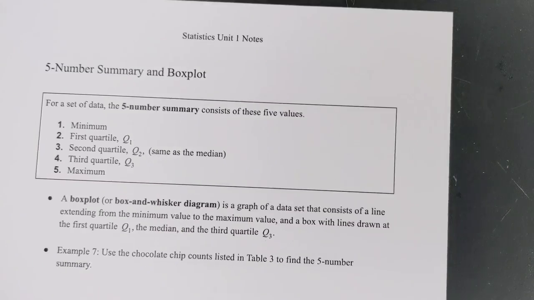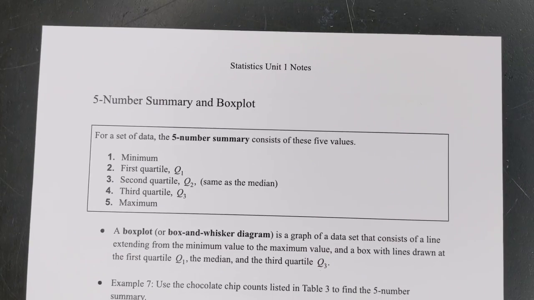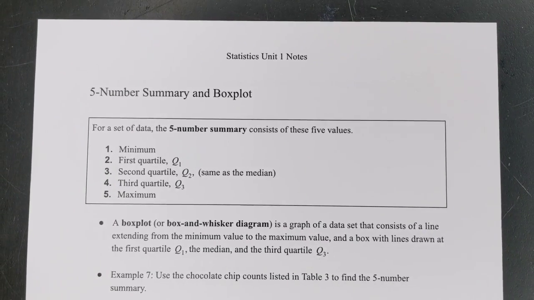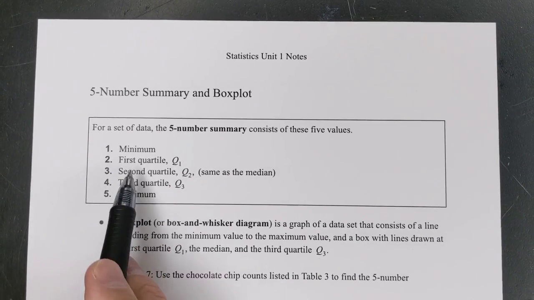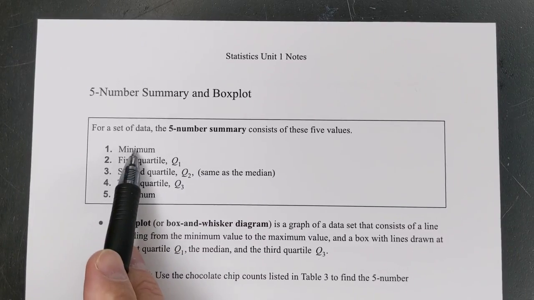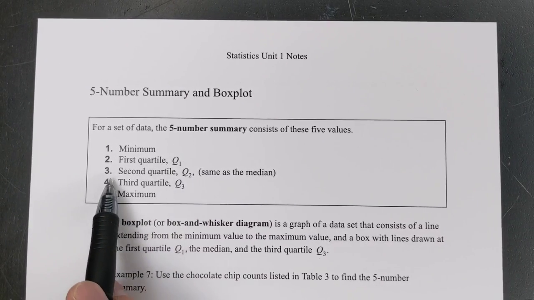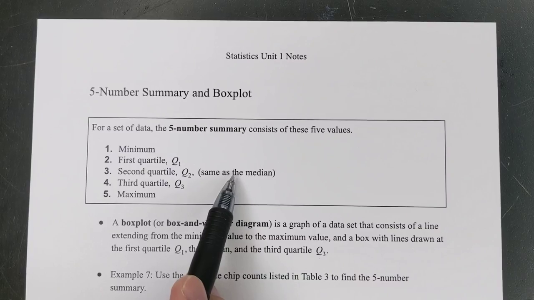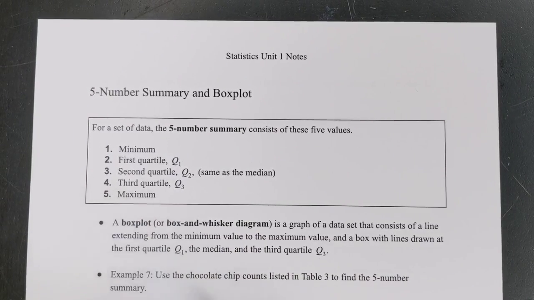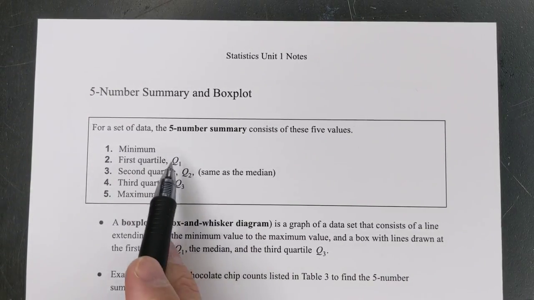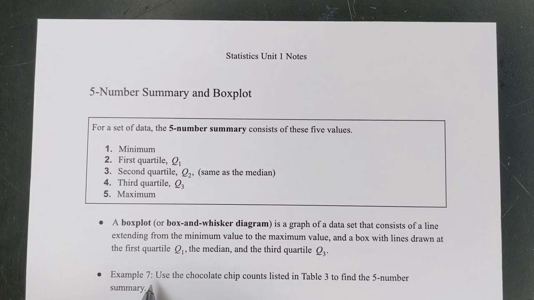Okay, so we also have what's referred to as the 5-number summary and the box plot. So the 5-number summary of a group of numbers includes these 5 values. Now these are listed from least to greatest, so minimum, the first quartile, the second quartile, which is actually the same as the median, the third quartile, and the maximum. And a box plot organizes these into a visual representation.